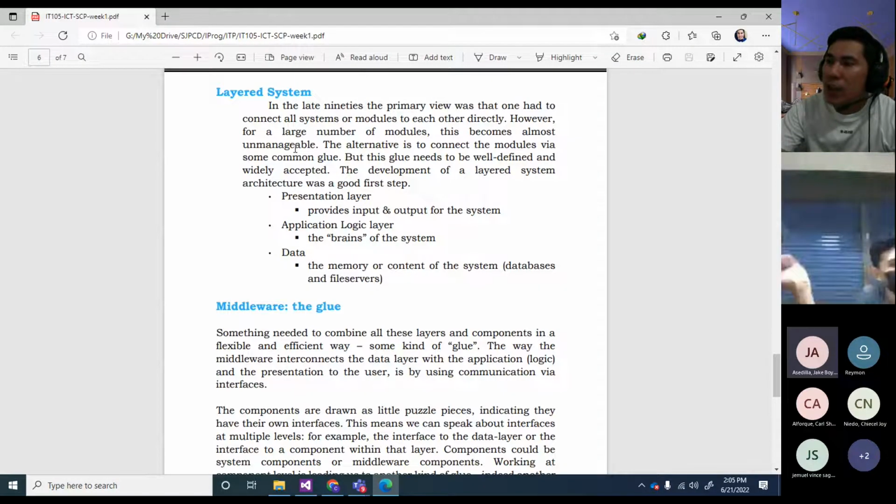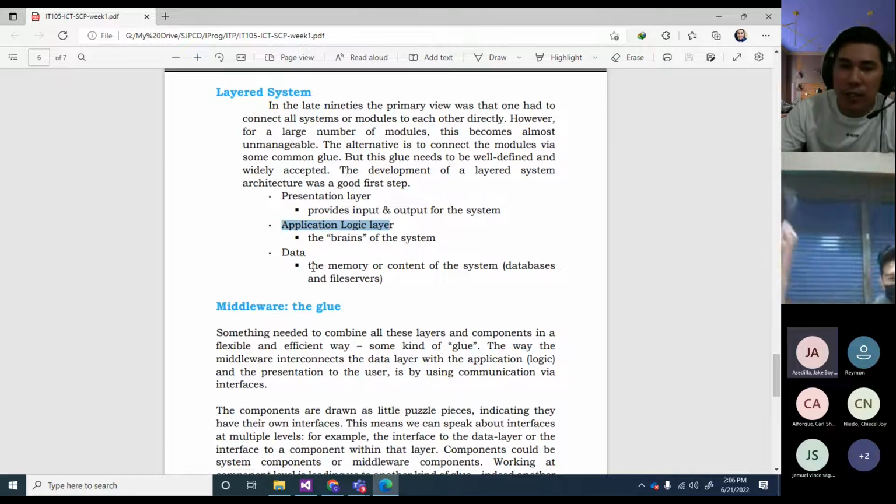So these are the layers in each of the MVC architecture. We have the presentation layer. This is where the user gives inputs and the system gives outputs. So this is where the end user interacts with our system. Now, the application or logic layer is where the business logic comes in. This is what we are going to write. This is the brain of the system. The application logic layer will be the middleware between the presentation layer and the data layer.